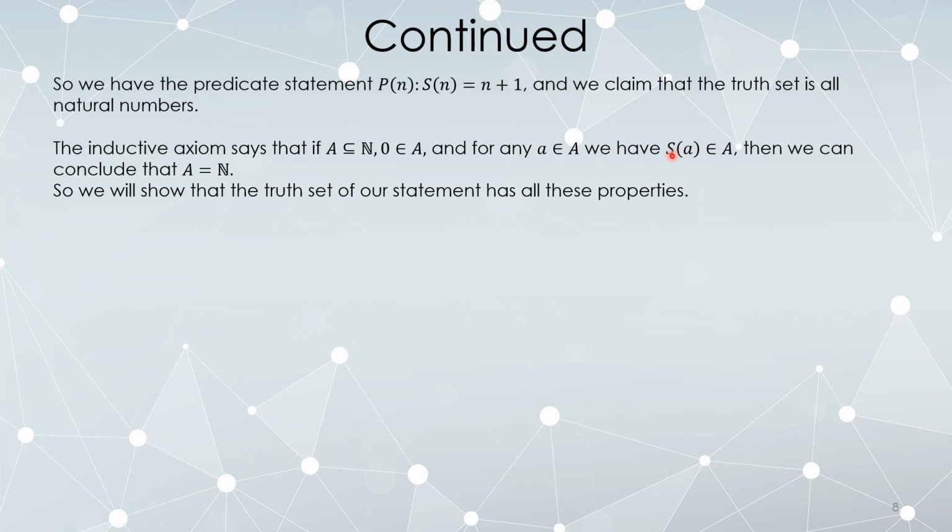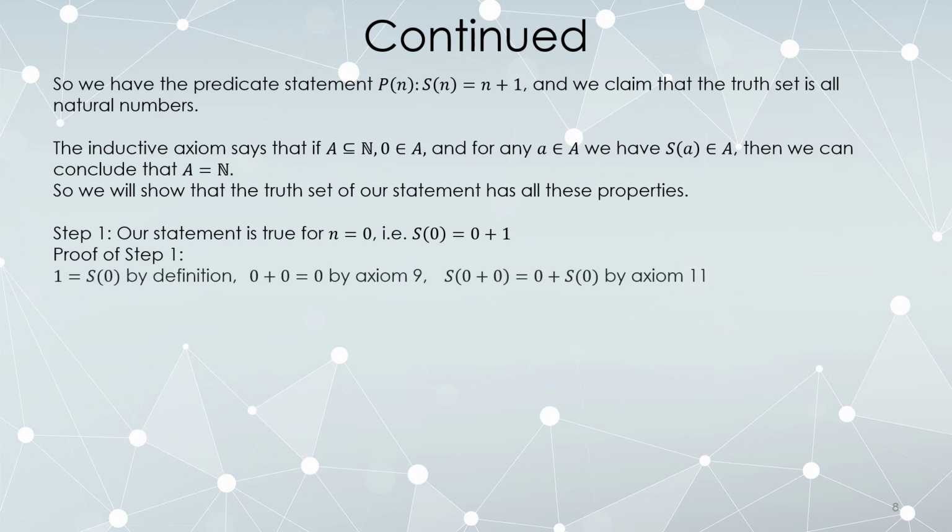Once I've satisfied those things, the inductive axiom will say that the truth set is actually all natural numbers. In other words, this is always true. The first step was to show this statement is true specifically for 0. So instead of working with a general n, I'm going to replace that with 0. S of 0 is 0 plus 1. We do not know this is true. We are trying to prove it.